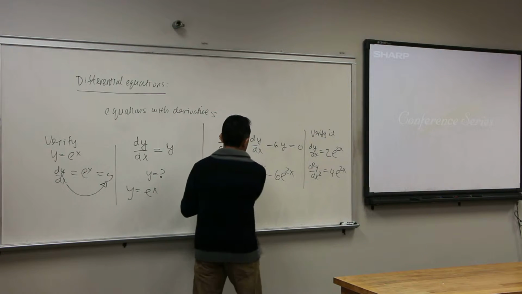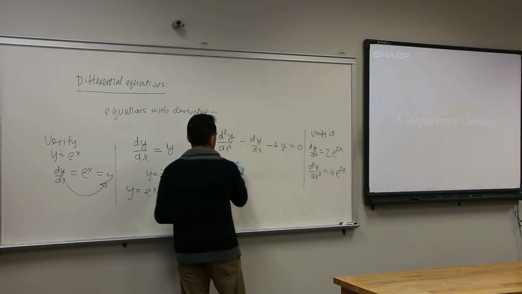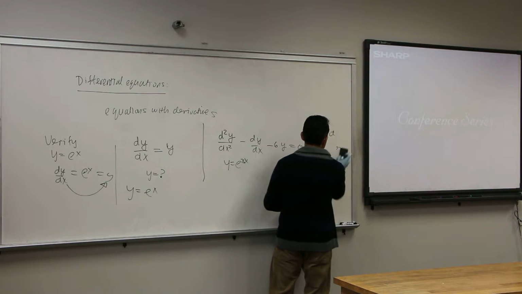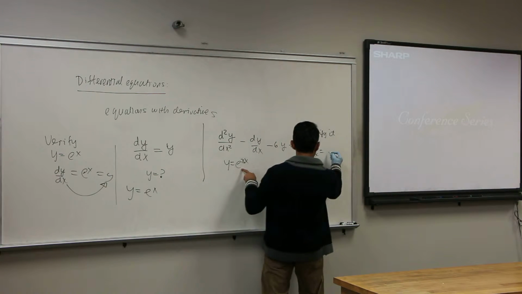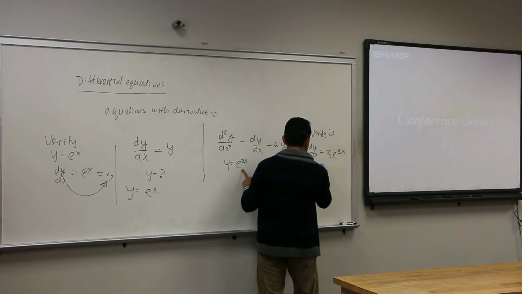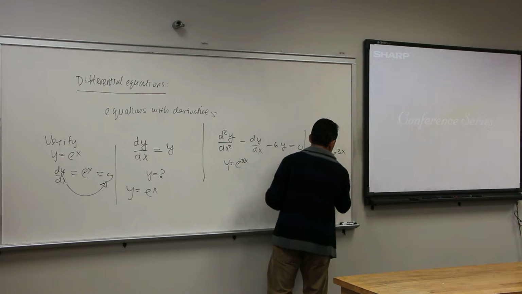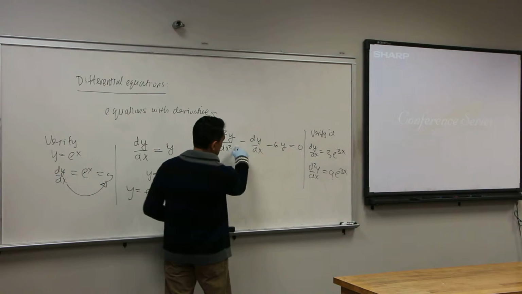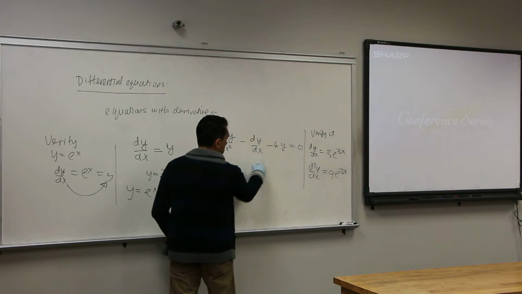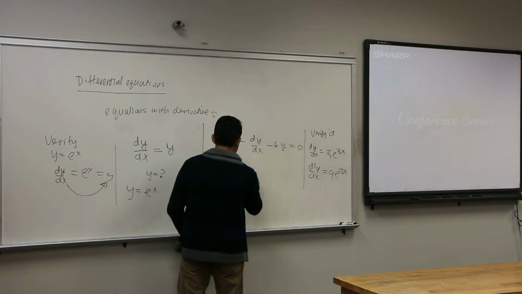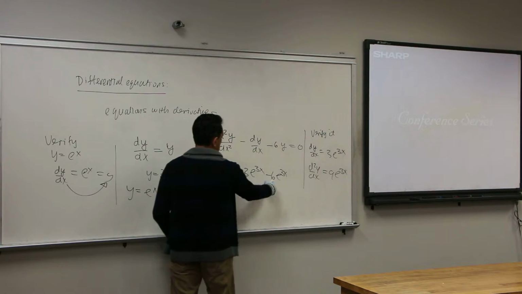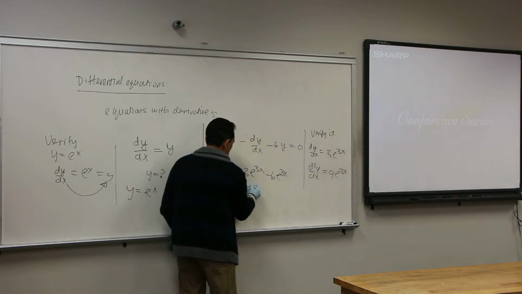Oh, no, it's e to the 3x, I'm sorry. E to the 3x. Derivative is 3 e to the 3x. Second derivative, 9 e to the 3x. So, 9 e to the 3x minus 3 e to the 3x minus 6 e to the 3x. 9 minus 3 minus 6, 0.